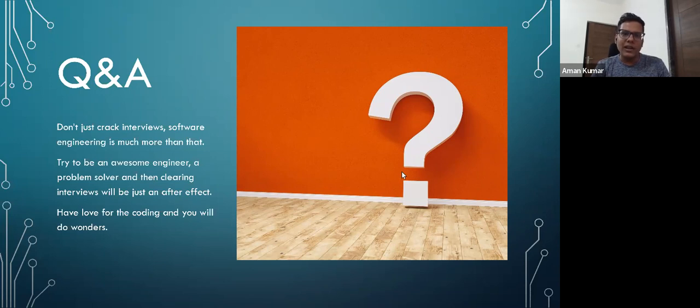Try to be an awesome engineer. I think that should be our main goal, that we should always strive to be a good engineer, a good problem solver. Then clearing interviews will be just an after effect. You will always be ready, and you don't have to prepare for an interview. If you are a good engineer and a good problem solver, then it would be fine. And have the love for coding. We all are software engineers, and if you love coding, then definitely you'll do wonders.